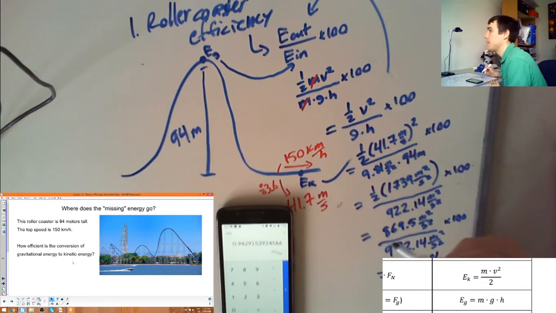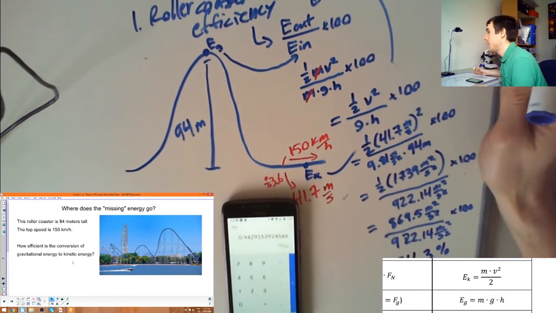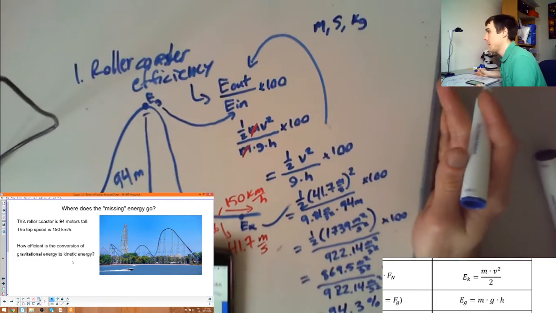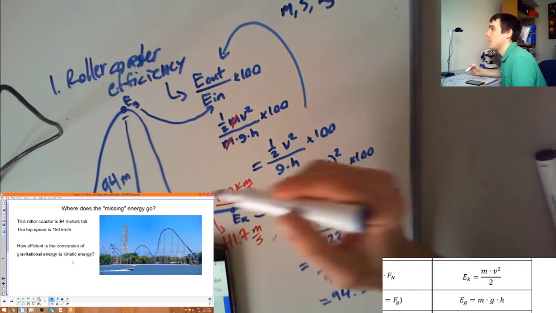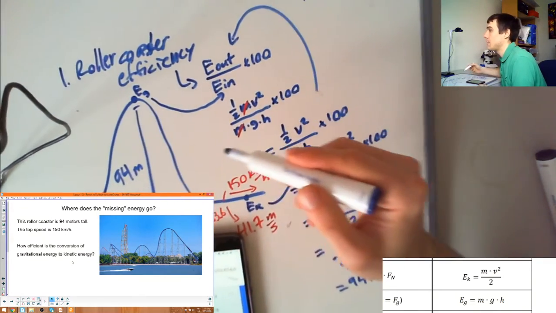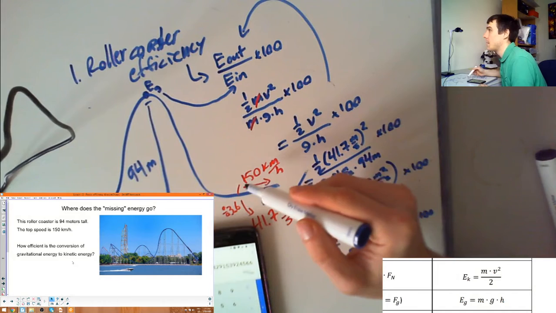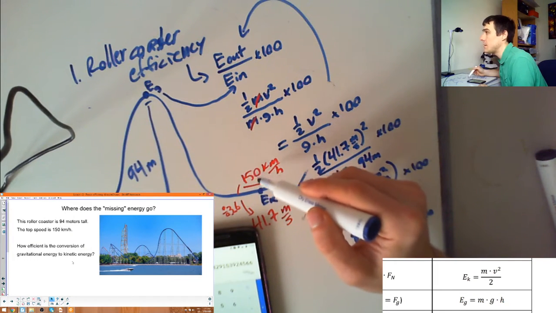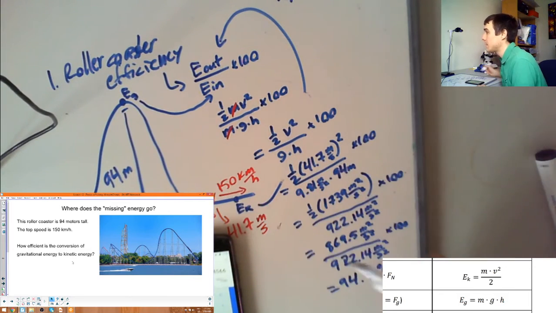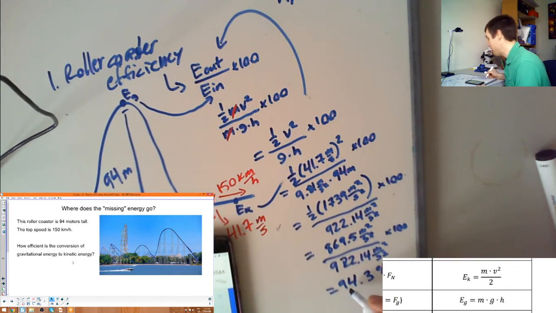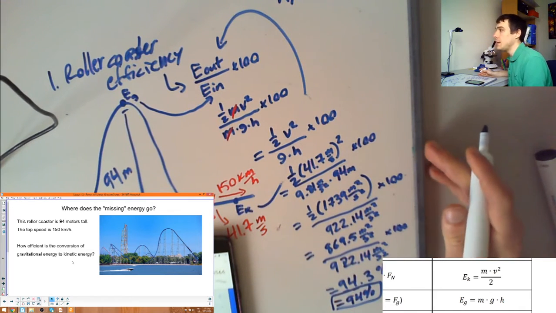94.3%. But then we have to look at our significant digits, right? When we look at significant digits, we had 2 here for 94. We had 2 here. The 1 and the 5 in 150 are significant, but the 0 isn't because we can't trust it. So they could have been rounding it to the 10 kilometers an hour. So we only keep 2 significant digits, those 2 digits. So that's 94% efficient. And that's how you can solve this problem.